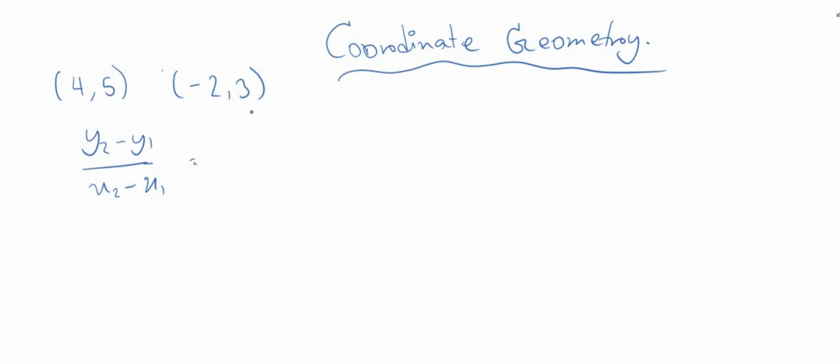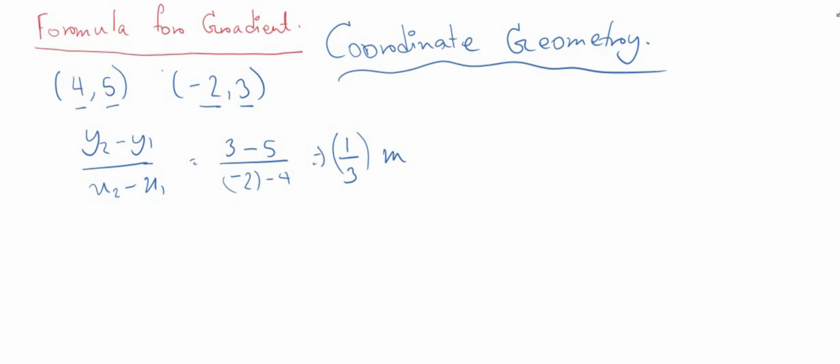Alright, so this is our y2 and this is our y1 as we already know, and this is our x2 and this is our x1. So we can write it like this: 3 minus 5 and -2 minus 4. So our answer will be 1 by 3. So this is our gradient, which we can also state as m.